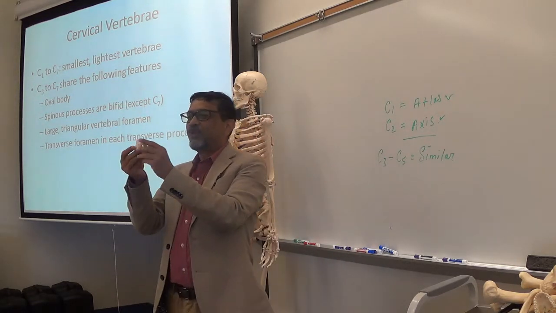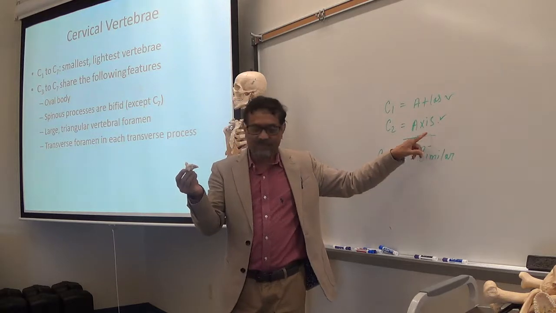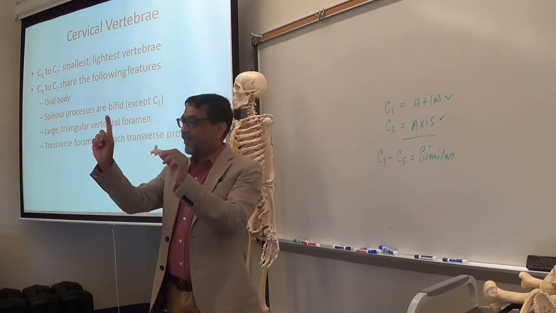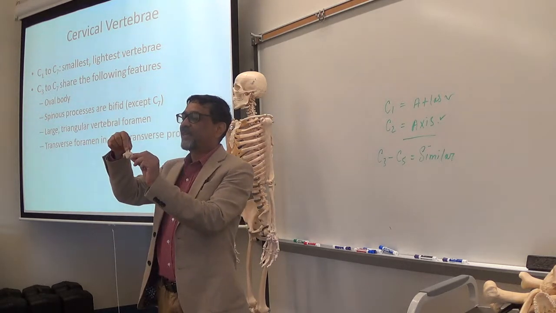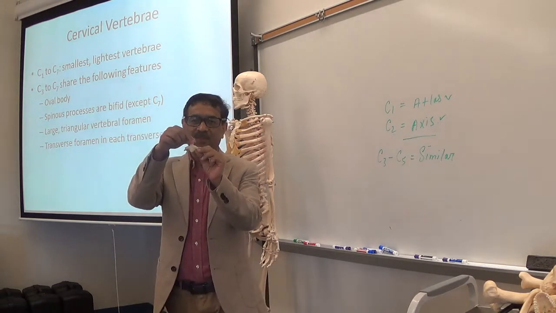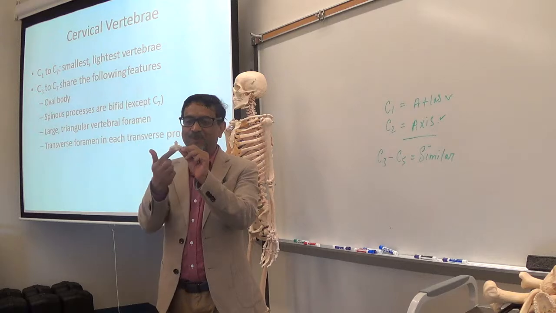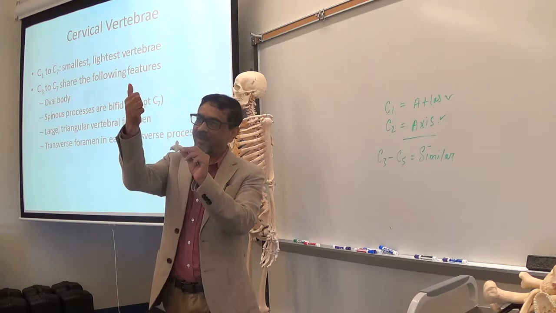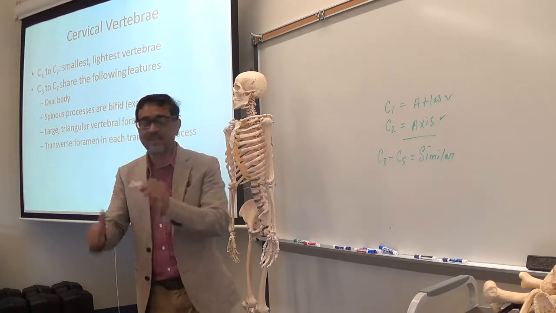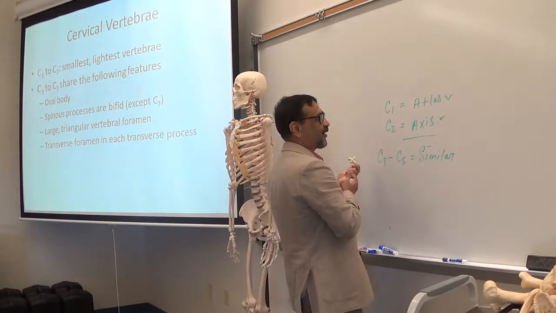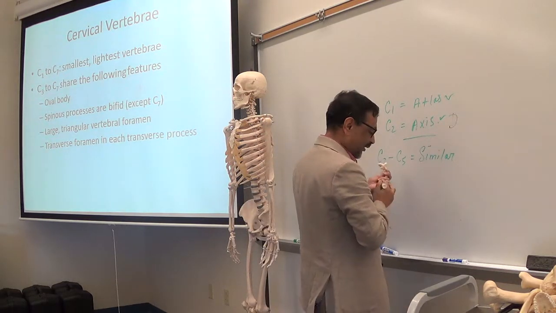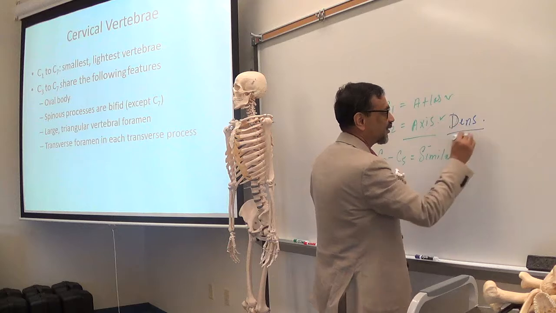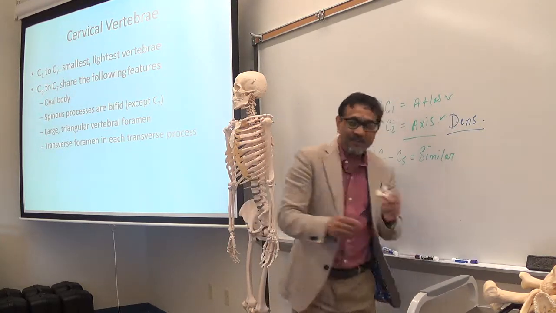This is C2, which is called axis. Why is this called axis? Because you see this is the only vertebra, C2, which has this structure. See that? Sticking upwards from the body. It's the only vertebra that has this structure going upwards, finger-like structure. That is called dens, D-E-N-S. So, if you see that, dens, that is C2 or axis.